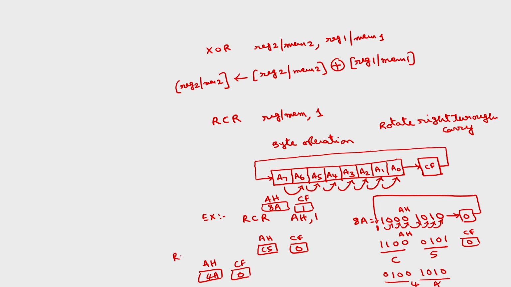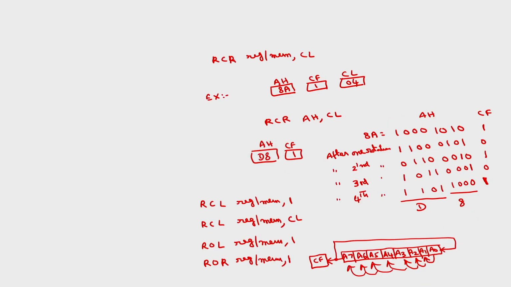If this is ROR AH, comma 1. Now, I think you understand the difference between RCR and ROR. Okay. So, the contents of the LSB bit will go to carry as well as the MSB in case of ROR, whereas in case of RCR the contents of the LSB bit will go to the carry bit, and the carry bit will go to the MSB position. This is for single bit rotation.